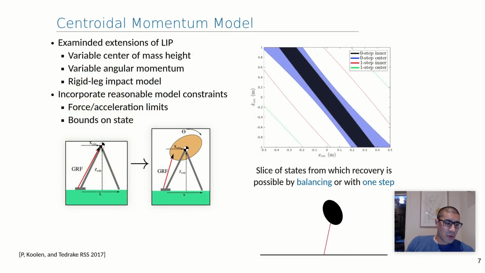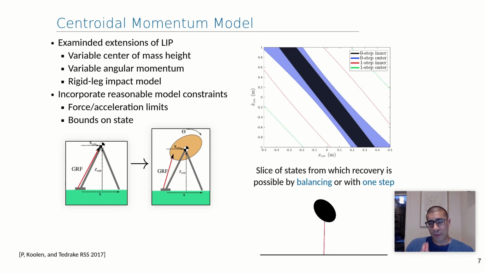So we applied this to a few different models. We focused in this work on extensions of the linear inverted pendulum. We looked at things like varying center of mass height, varying angular momentum, including impact models, and asked ourselves, if the controller is allowed to leverage these effects, how does that affect our ability to stabilize from disturbances? We added these effects in alongside reasonable model limitations, things like acceleration limits and state bounds.